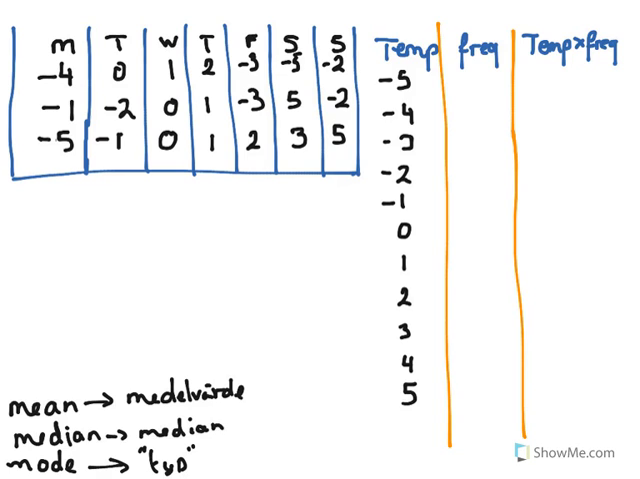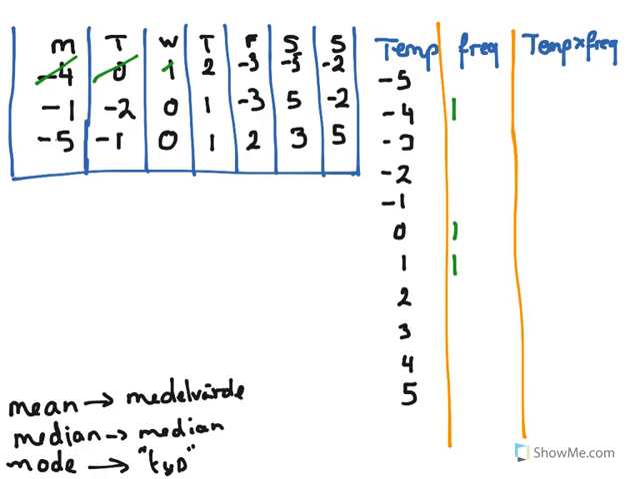Then the easiest way to make this is to look in our table. The first number that we have is minus 4. So we know that we have one occurrence of minus 4 degrees. We have one occurrence of 0 degrees. We have one occurrence of 1 degree. And if you do it like this, crossing off every time that you put a temperature in your frequency table, hopefully you're not going to make any mistakes.